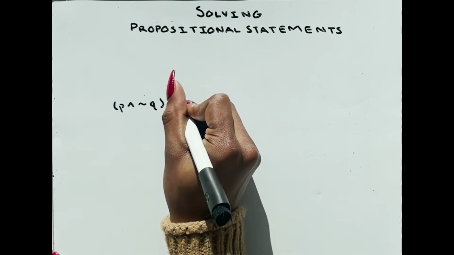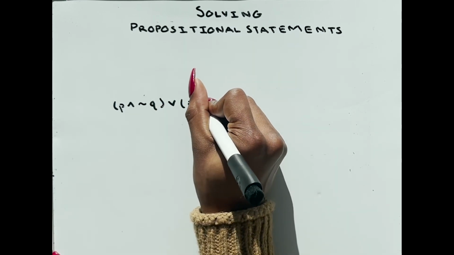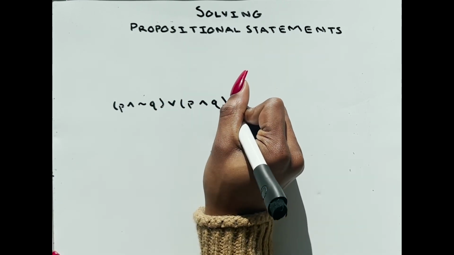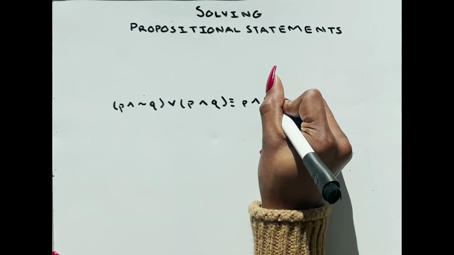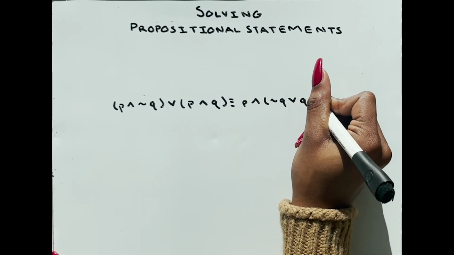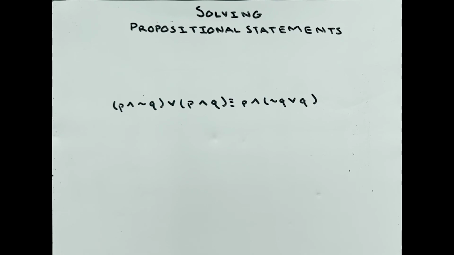Show that the propositional statement P and not Q or P and Q is equivalent to P and not Q or Q.